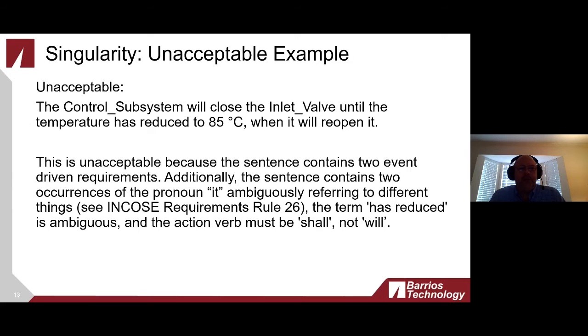So the example is the control system will close the inlet valve until the temperature has reached 85 degrees Celsius when it will reopen. And I think most people will read something like this and they understand it and they don't see a problem. And that's because we're reading for knowledge. The problem actually is that there's some ambiguity in here, and it technically contains two independent thoughts. What happens when we're above 85 degrees and what happens when we're at or below.